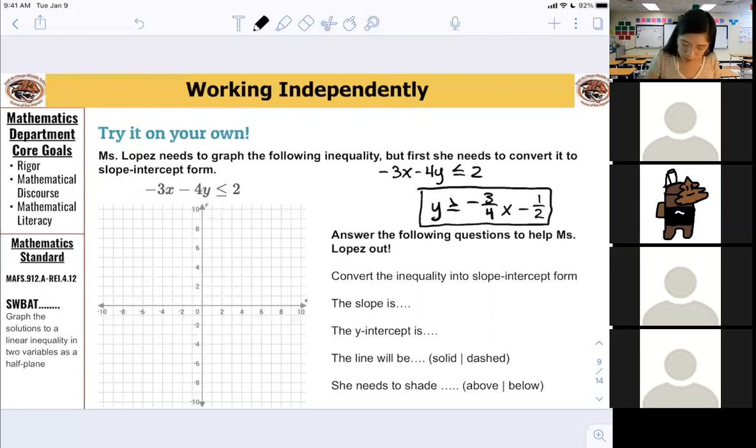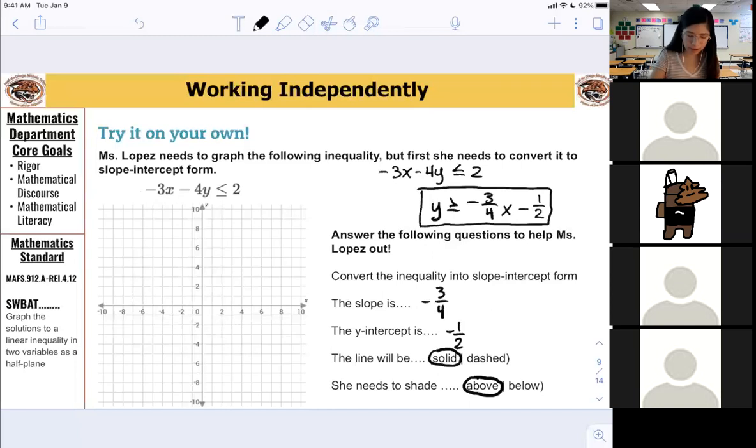Alrighty, so now what's my slope? Slope is negative 3 over 4. Y-intercept is negative 1/2. Do I have a solid line or a dashed line? Solid. Am I shading above or below? Above, yeah, because the sign flipped, right? So now I have a greater than or equal to sign.